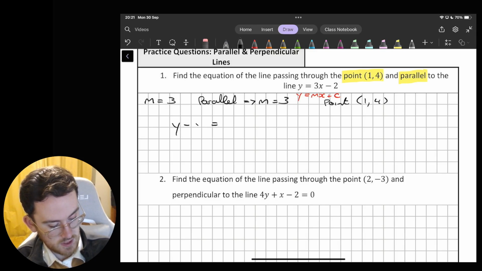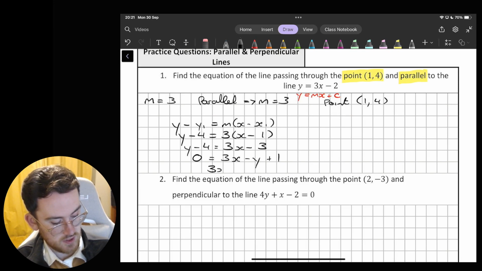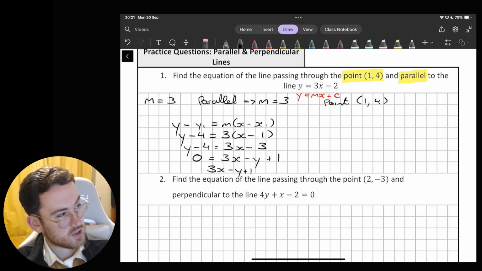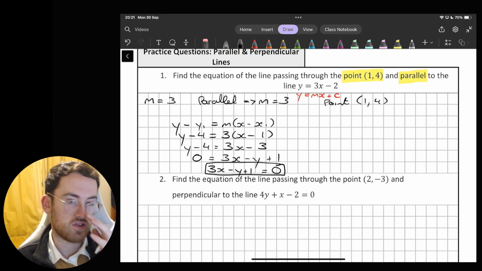Let me see, sorry, I will write out my equation first, my formula, then I will fill in my values, and then it's just a matter of working that out fully. So 3x minus y plus 1, and rearrange, 3x minus y plus 1 equals 0. Okay, and we get our end result there.